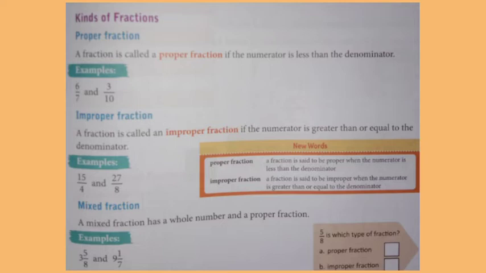Improper fraction. A fraction is called an improper fraction if the numerator is greater than or equal to the denominator. Examples: 15/4 and 27/8. Mixed fraction. A mixed fraction has a whole number and a proper fraction. Examples: 3 5/8 and 9 1/7.